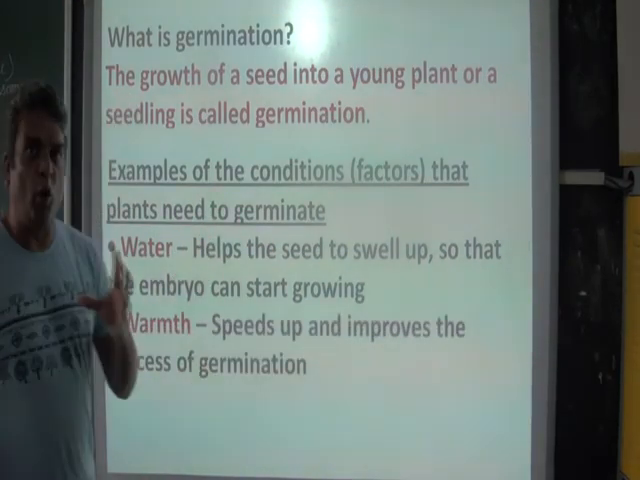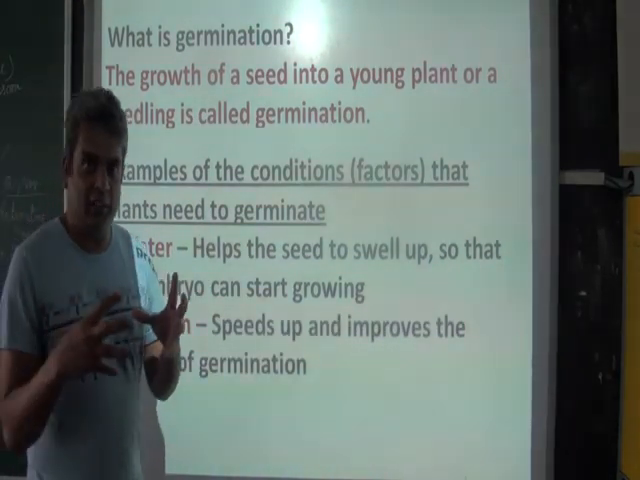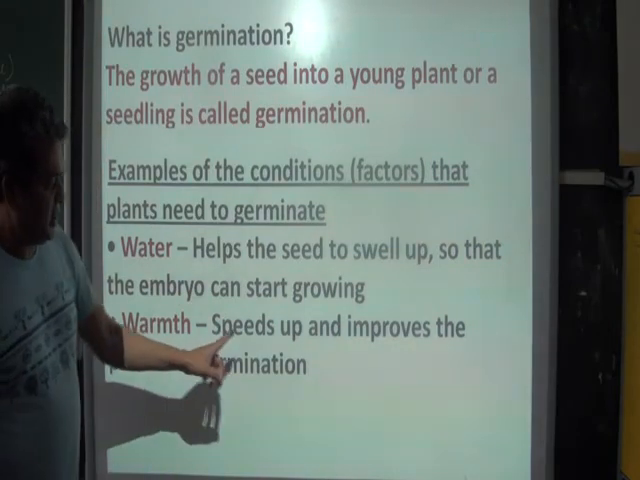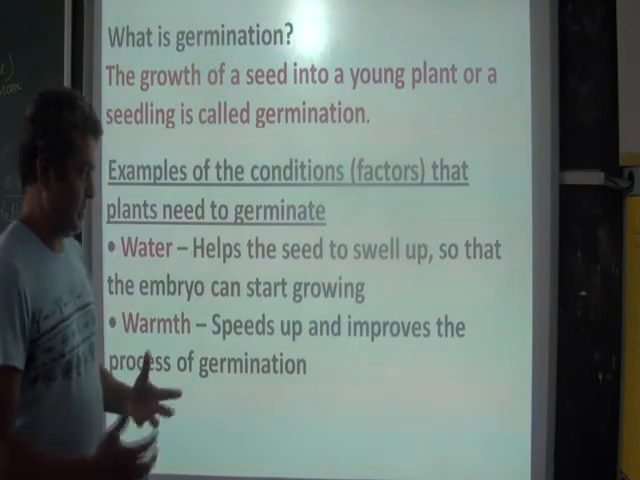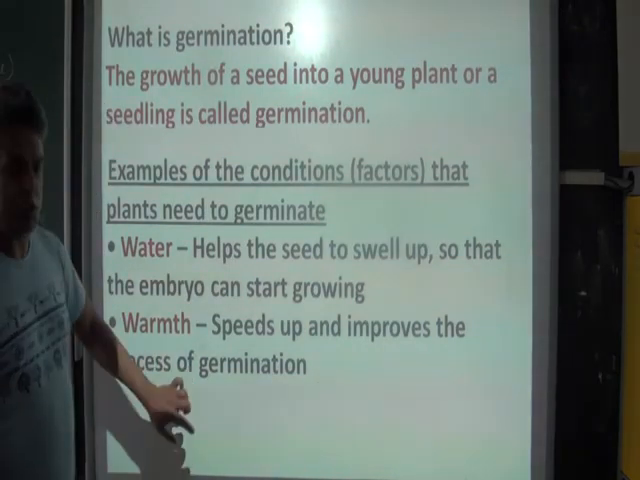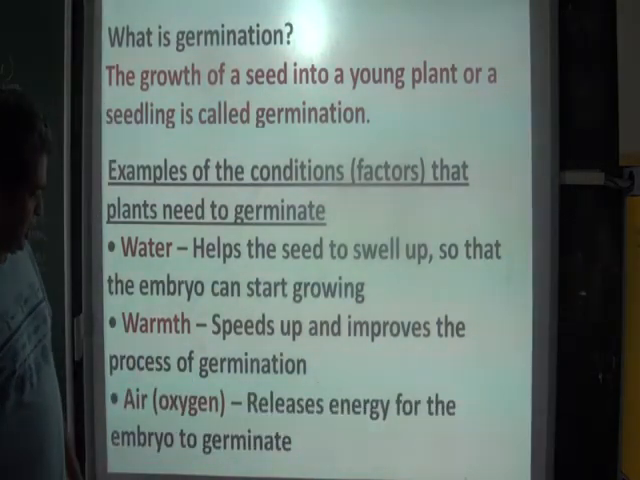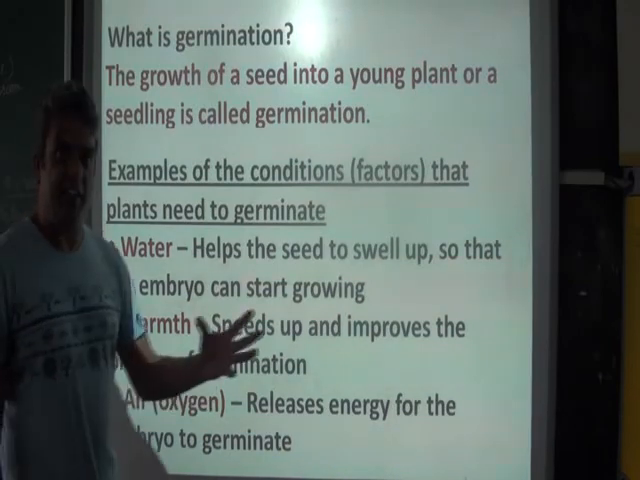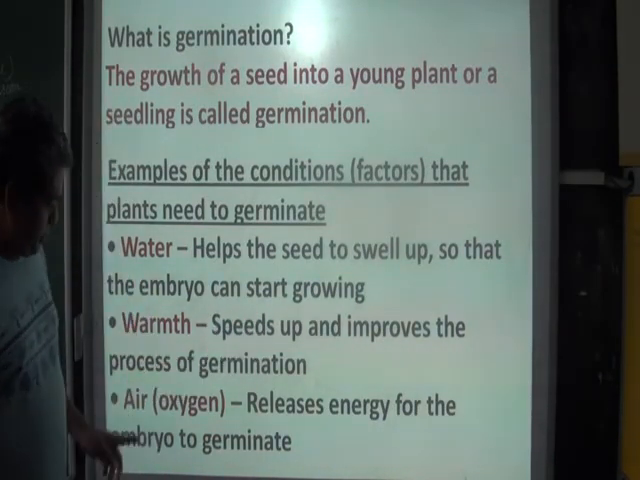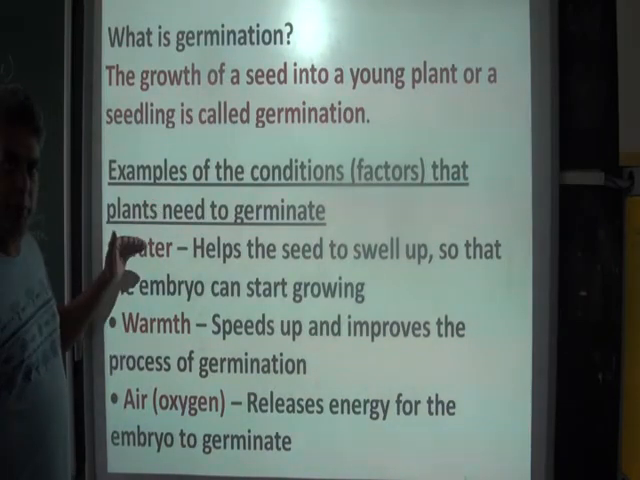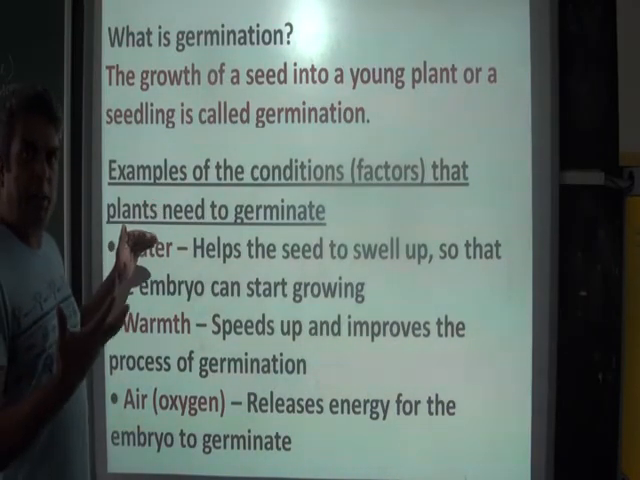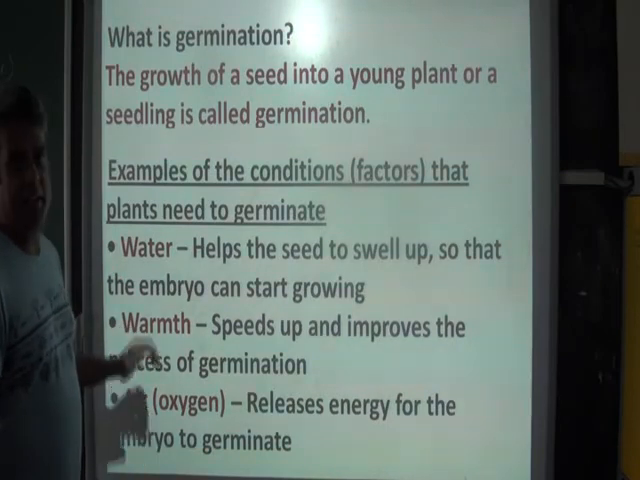Then it needs warmth, sunlight. Why? So that the germination process starts faster. It will improve the process of germination. And last, it needs air, which releases energy for the embryo to germinate. So these three factors: water, very important in the beginning for it to become alive, then warmth and air.